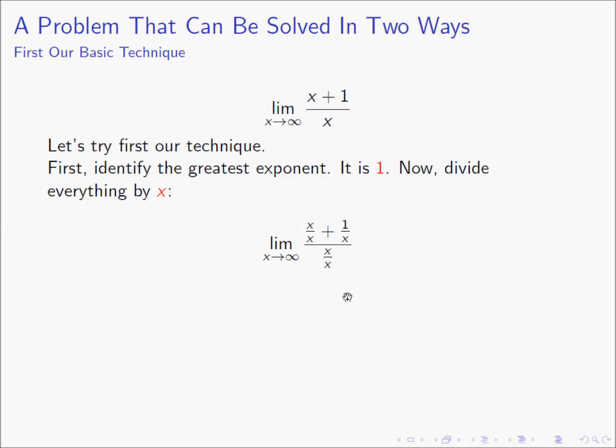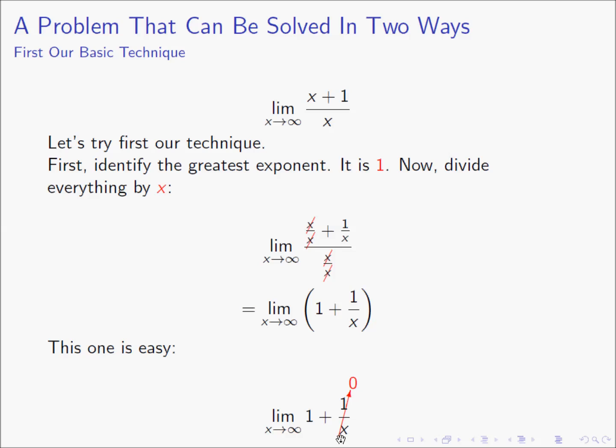If we do that, we divide each term by x, we get this, and now we can cancel the x here, cancel the x, and we get the expression 1 plus 1 over x. And now it is easy to calculate this limit because 1 over x approaches 0 as x approaches infinity. So this limit equals 1, and that's the answer.